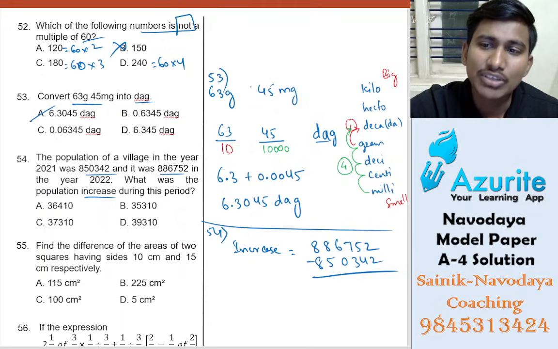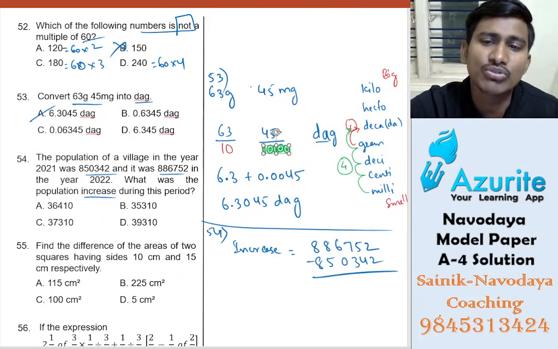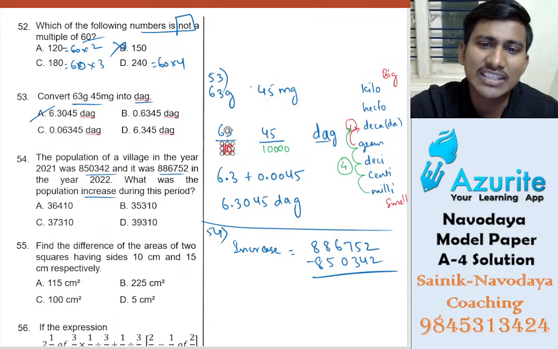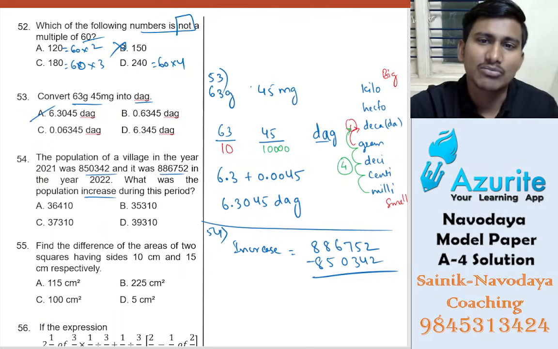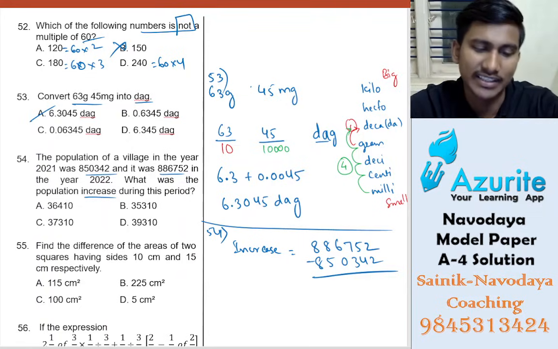From milli we have to go to deca. So how many times? 1 time, 2 time, 3 time, 4 time. So 4 times means we have to divide by 10,000. If you divide, 4 decimal places will come: 0.0045. And here 10 is there, right? If you divide 63 by 10, 1 point will come, so 6.3 plus 0.0045. If you add them both, you will get 6.3045. So option A here.